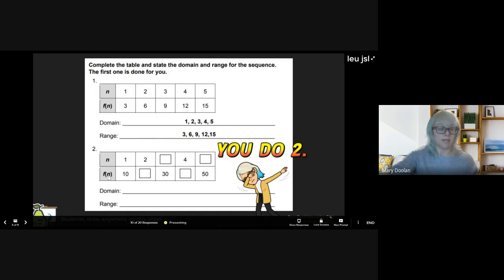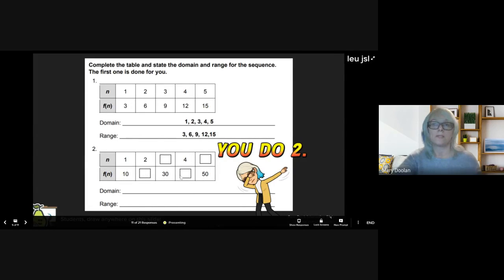What is happening to n? How do we go from this number to this number to this number to this number to this number? This is a sequence. These are arithmetic sequences, so we have to think, what could we add each time? And what can I put here so it makes sense?